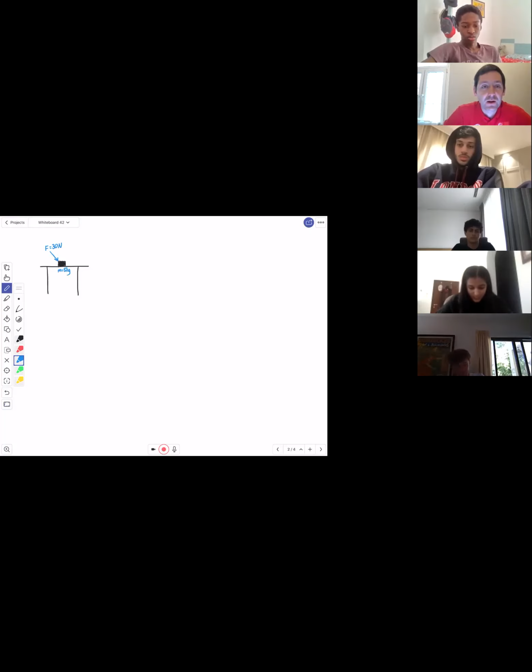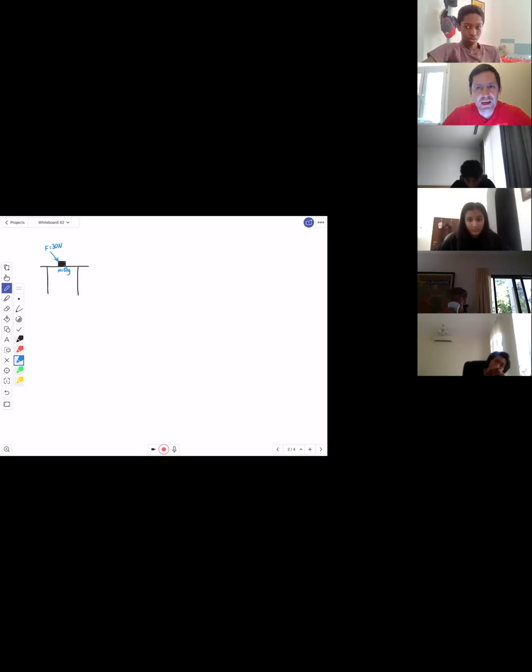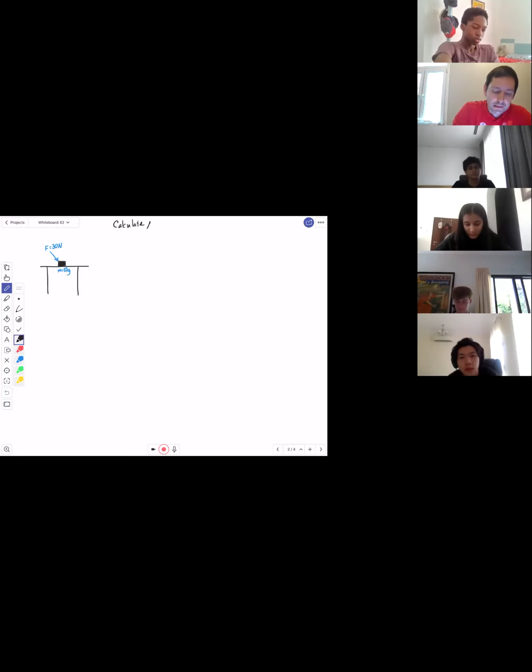And we are going to calculate, all right, thank you, Assad, the necessary coefficient of friction so that the block will not slide. Calculate the necessary coefficient of friction. This is going to be static because it's not sliding. So calculate the coefficient of friction necessary so that the block will not slide.